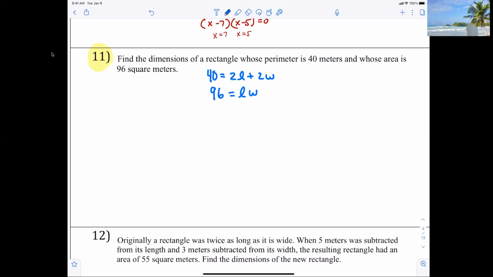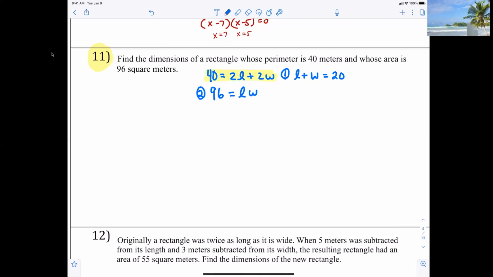Now from there, you have to recognize that this can be simplified. So I can divide it by what? 2. So let's go ahead and divide that by 2. And so then we end up with the length plus the width must equal what? 20. All right, now again, this is a system of equations. This is equation number 1, this is equation number 2.